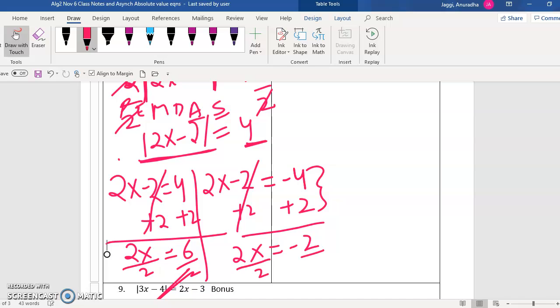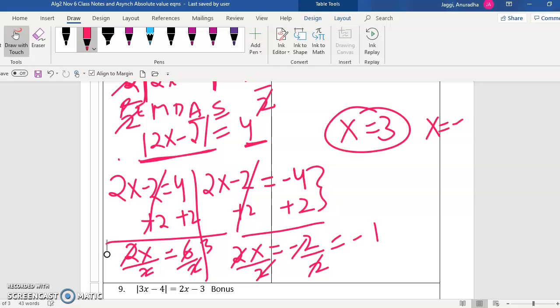Divide both sides by 2. What do you get here? When you divide 6 by 2, 2 goes into 2 one time, so this becomes x equals 3. This side becomes x equals, 2 goes into negative 2, negative 1 time. Okay, so here your two answers are x is equal to 3 and x is equal to negative 1. Right? So you get your two answers. I'm going to write them down here.